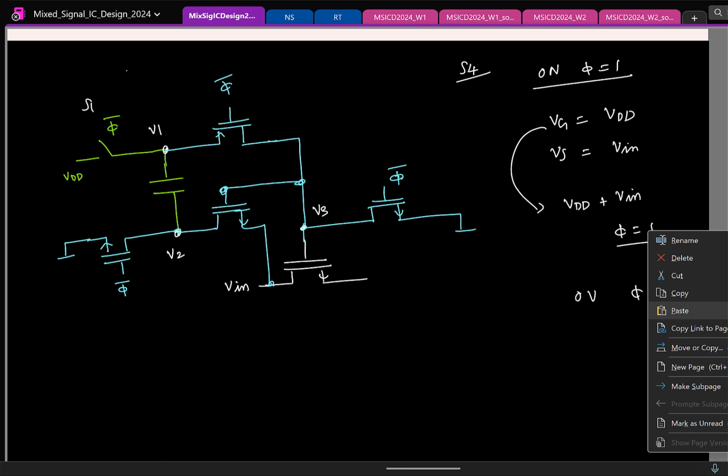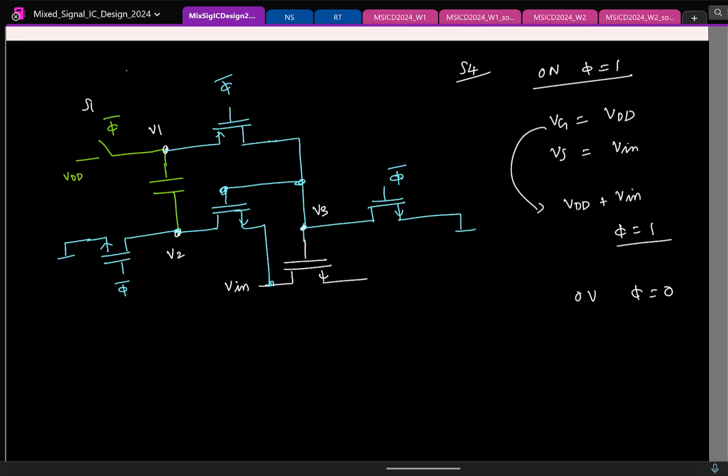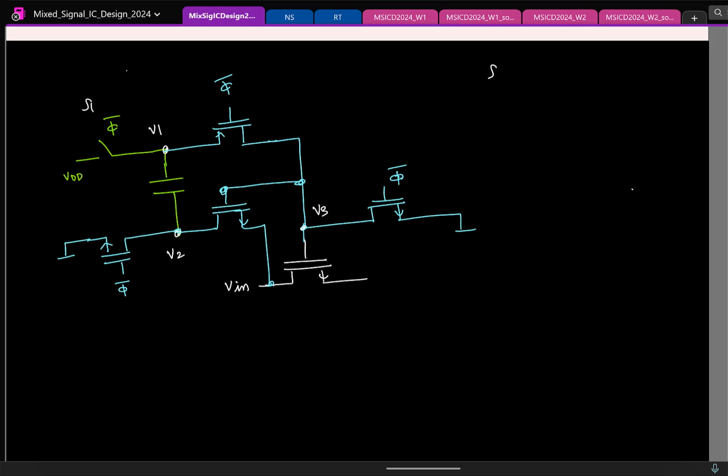So that leaves only one switch. Only S1 is pending. So let me look at S1. When it is on, the clock phi is 1 or 0? 0. Okay, this is clocked at phi bar. So let's see, it is trying to pass VDD to V1. It's a high signal. What switch? PMOS. So it's phi bar. For PMOS it will become 0.